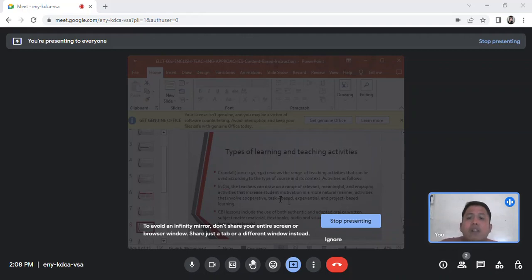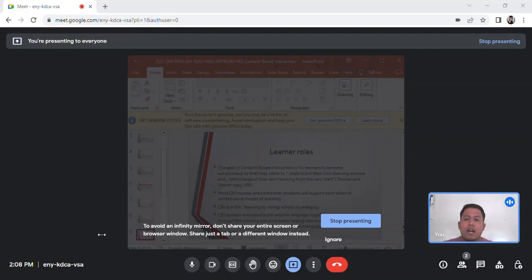Activities that involve cooperative, task-based, experiential, and project-based learning. In content-based instruction lessons, these include the use of both authentic and adapted oral or written subject matter materials. So just say for example, textbooks, audio and visual materials, and other learning materials. Okay, moving on to the next slide.